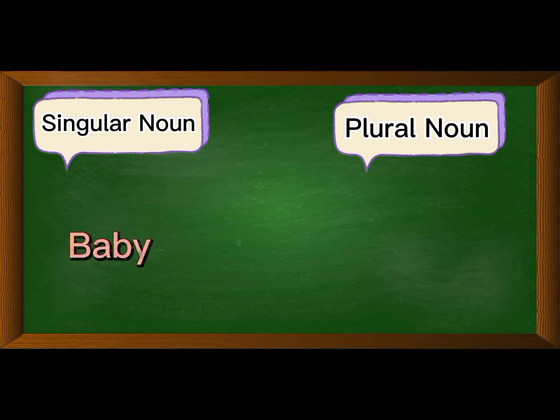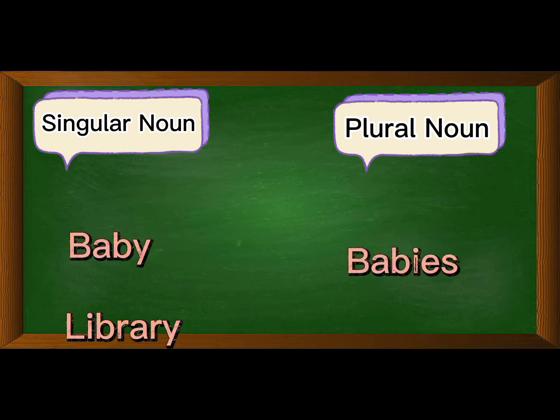Baby, library. Who has an idea on how to make these words into plural? Very good! The plural form of the word baby is babies, while the plural form of the word library is libraries. How did you get that answers? Accurately!